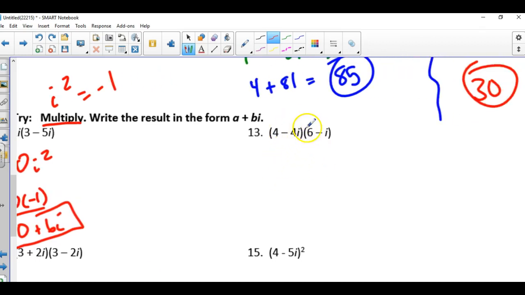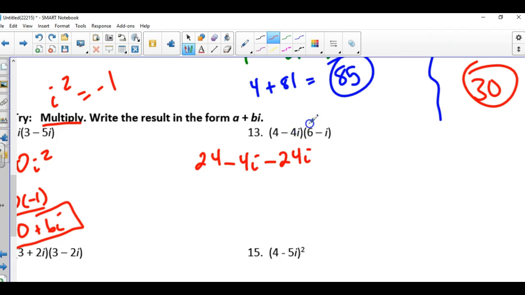Right here, we're going to use the FOIL method first. 4 times 6 is going to be 24. Then you do outside. 4 times negative i is negative 4i. Then you're going to do inside right here. Negative 4i times 6 is negative 24i.